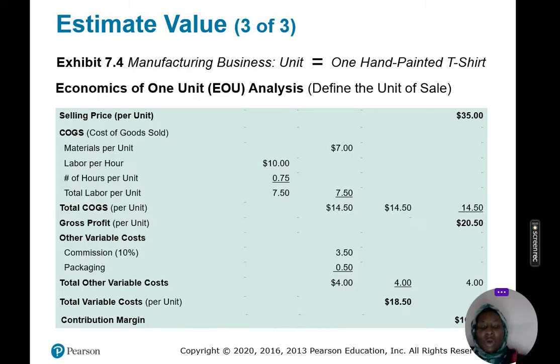So the total other variable cost is $4, and if you add that $4 to the cost of goods sold and the total labor per unit, the total cost of goods sold per unit, you get a total of $18.50. So the total money would be, I think, $16. Yeah, if you take this away, you get $16.50. Okay, so that is all for this one.